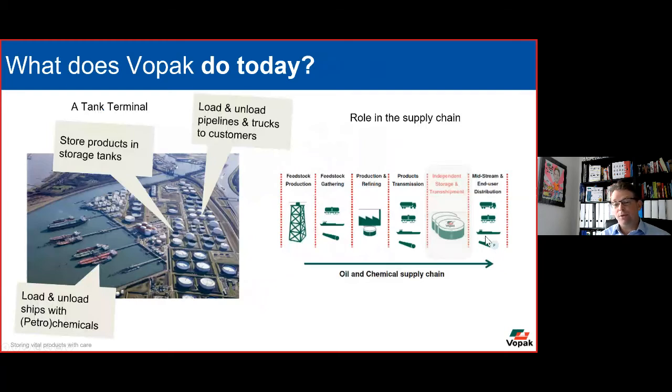So that is the history of our company, more than 400 years. And what is really exciting is that the company has been in the same business for more than 400 years, and that's the business of storing vital products for our customers. But of course, it doesn't look today as it did in the movie. Today it looks very different. Vopak is storing liquid bulk petrochemicals in its tank terminal facilities around the world.